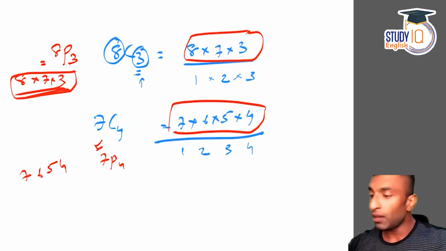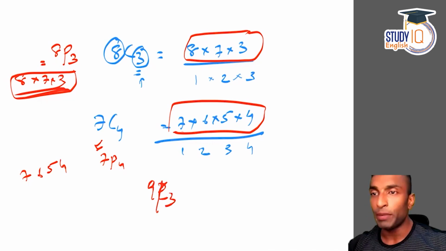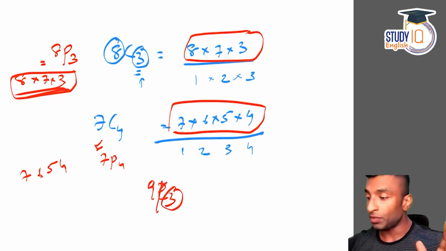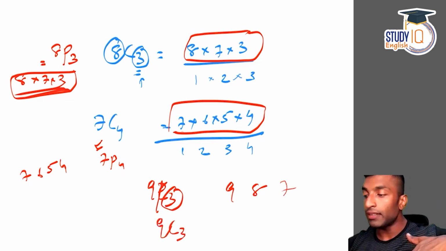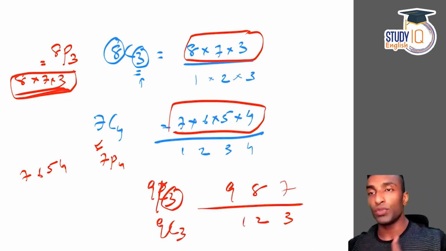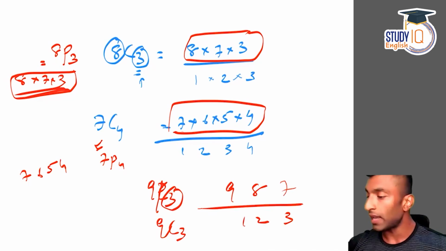Okay, if I need to tell quickly 9C3, or 9P3, make it 9P3. This is 3, so take 3 previous terms: 9, 8, 7. Now, if it was 9C3, then divided by 1, 2, 3 also will come. So that's how this calculation is done.